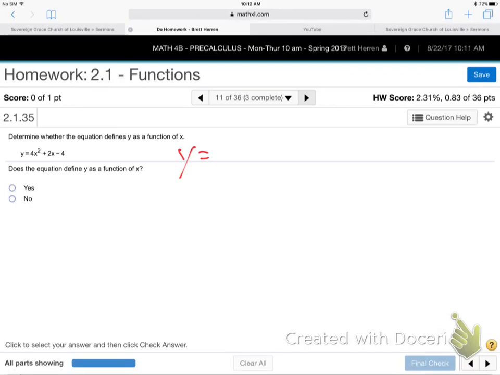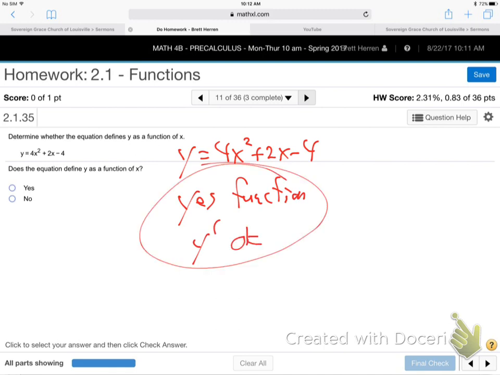How about this one? Y equals 4x squared plus 2x minus 4. Is it a function? Yes, function. You might wonder about that power, but it's not on y. Y's just to the first power is okay. We don't care about x squared. We're fine with x. X can have any power he wants. We're just focused on y. Remember, it said y to an even power would be bad. We have y to the first power here, so that's fine. We're good. That one's a function.